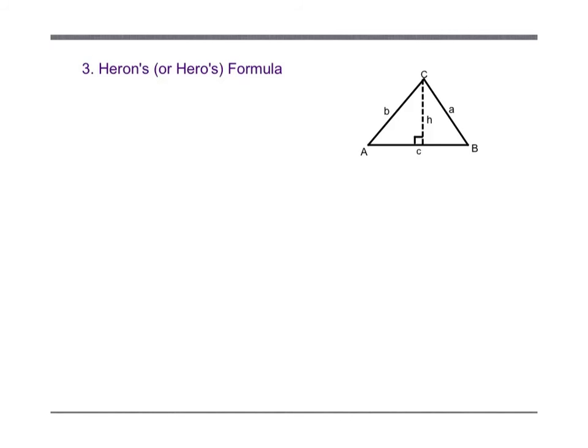Okay, the third method to find the area of a triangle has been around since the ancient Greeks. Heron, or sometimes called Hero, was a Greek who lived about 100 BC. So this has been around for a very, very long time. This is the method you would use if all they gave you were sides. No angles, no height, no other way to find the area of a triangle, except all you know is the sides.